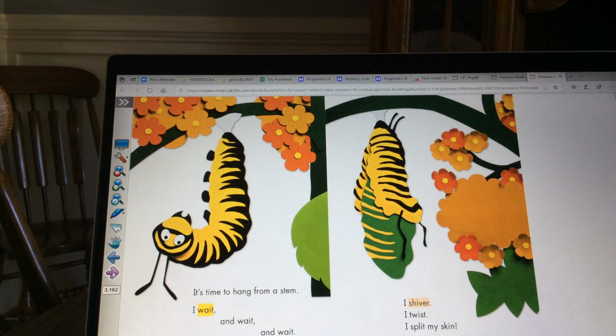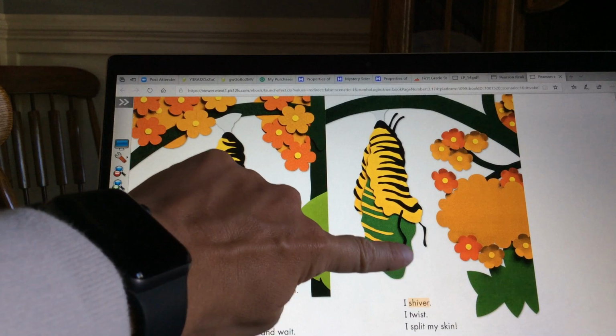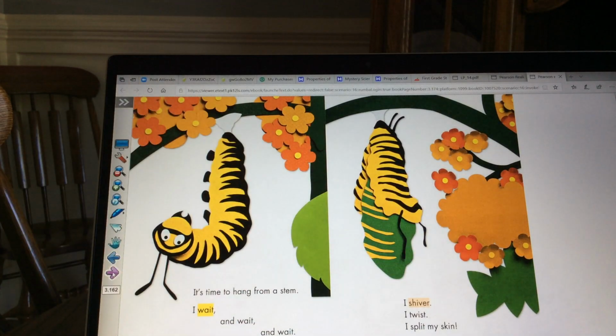What does the picture on page 163, that's this page, help you understand what is happening to the caterpillar? So I like that text feature. That picture gives us a little bit more information, so think about that. Okay, we're going to go to the next page.